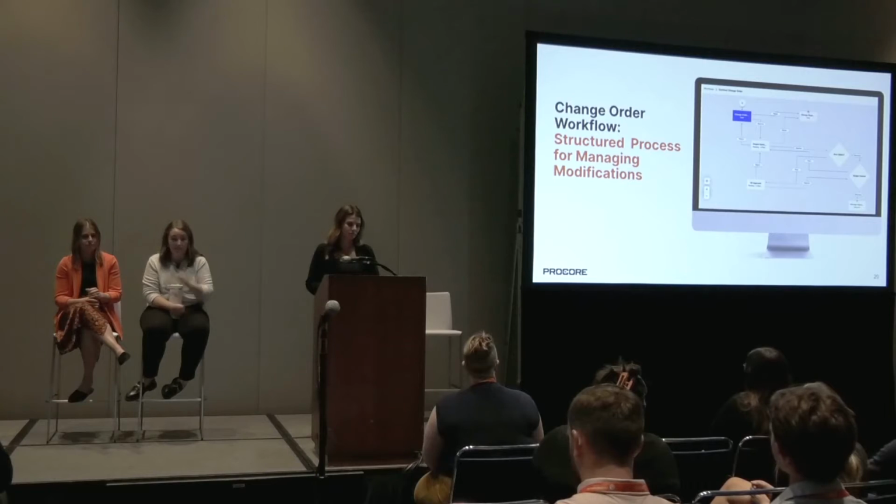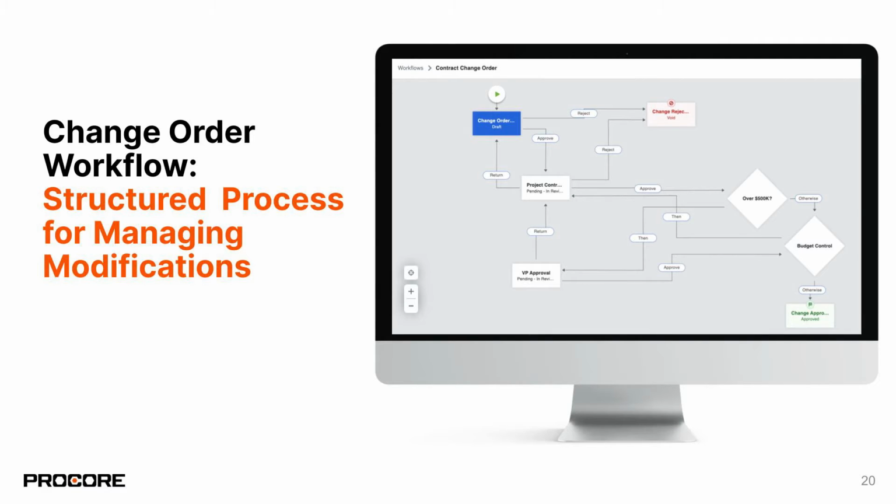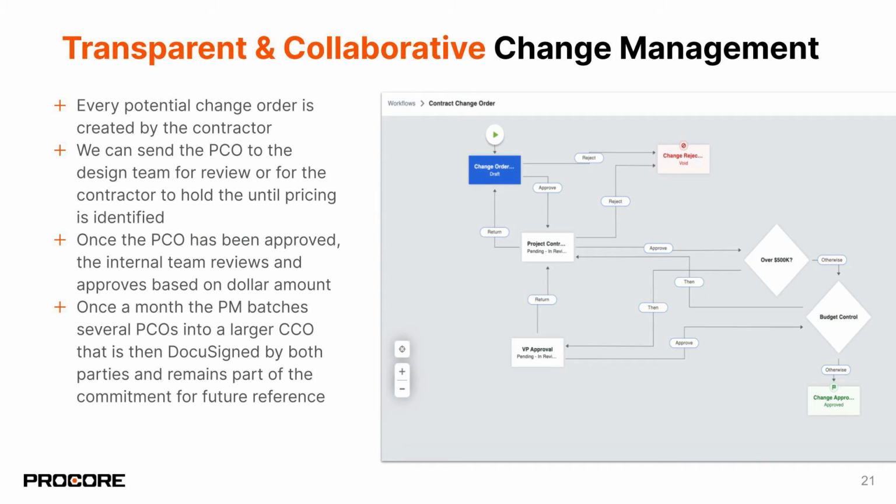The next process we use workflows for is our change orders. Carle Health utilizes potential change orders and commitment change orders. The potential change order is all on our contractor to complete. Once the commitment is created, they can go to their commitment and fill out PCOs. Once they have pricing, or if they're waiting for pricing, they can submit that for review.